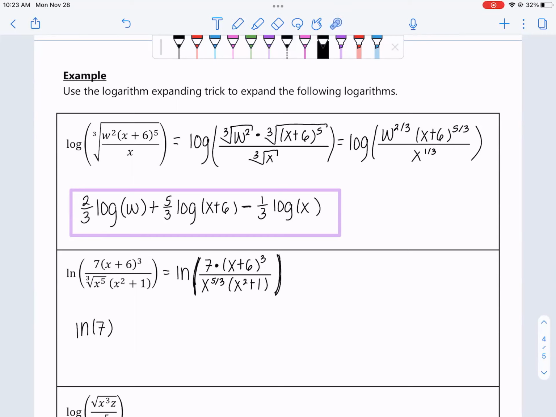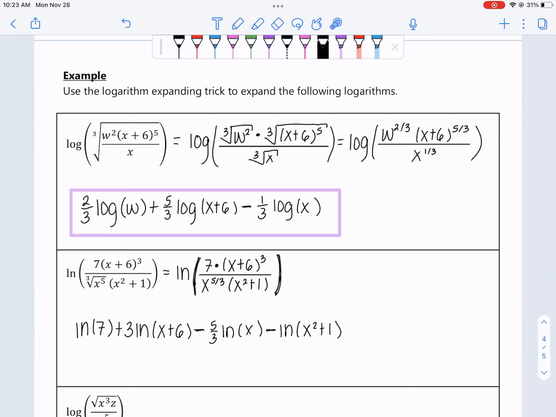Okay. So breaking this up from the numerator, we have ln of 7. The next thing in the numerator is x plus 6 cubed. So plus because numerator, 3 is the exponent, ln of x plus 6. In the denominator, minus, we have x to the 5/3. So 5/3 out front, ln of x. Then we have x squared plus 1, minus because denominator, no exponent to bring down, x squared plus 1.